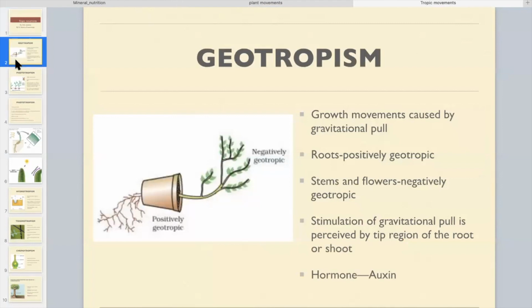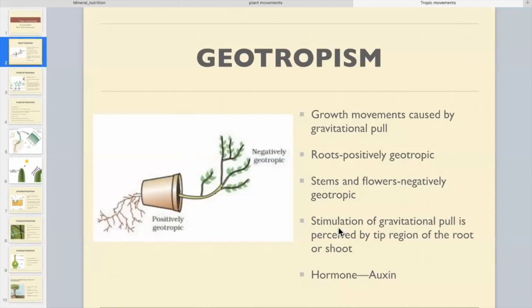Tropic movements are of different types. Geotropism means the movements due to gravitational pull, gravitational force due to the earth. So the movement of the plant takes place due to the earth's surface. Here in this diagram you can see that the shoots are growing upward and the roots are growing downward. This is called positively geotropic growth, and this is called negatively geotropic growth. So the roots are positively geotropic and stems and flowers are negatively geotropic.